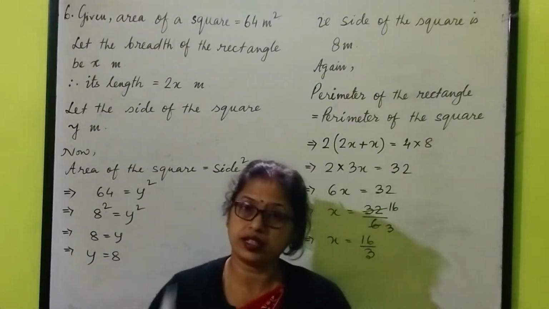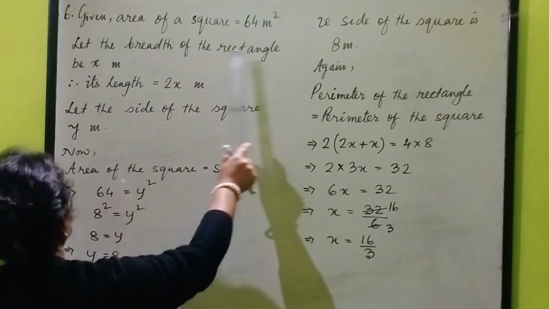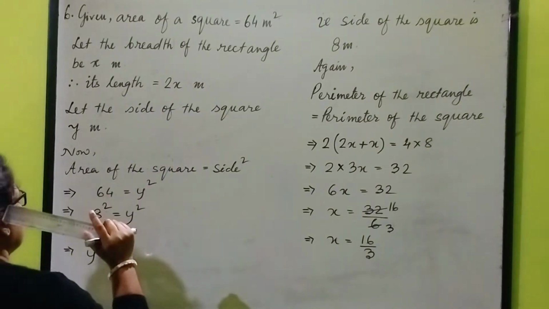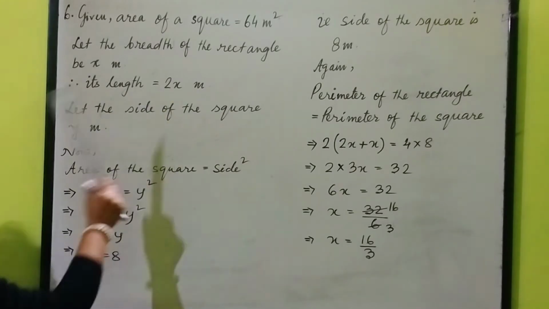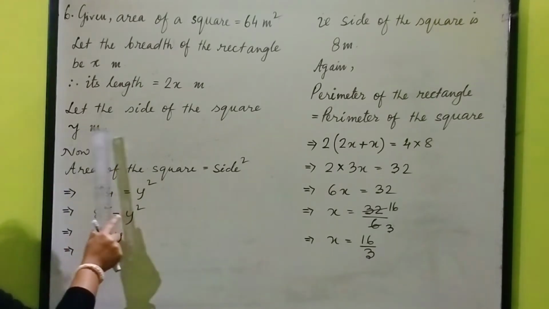So, let us suppose that the breadth of the rectangle be x meter. Therefore, its length will be 2x meter. Now, let the side of the square be y meter. As you have supposed length and breadth by x, your square must be with another variable y meter.